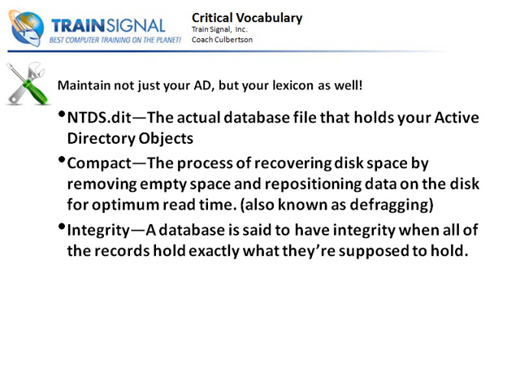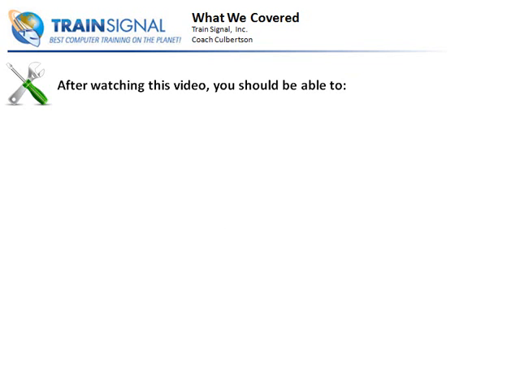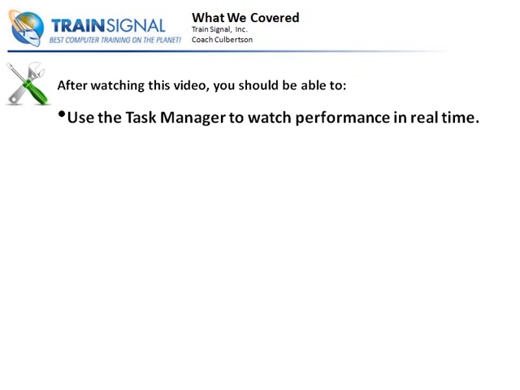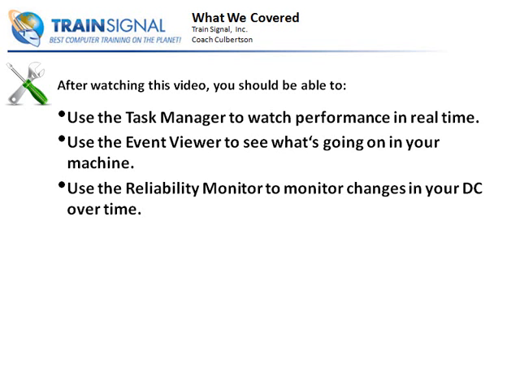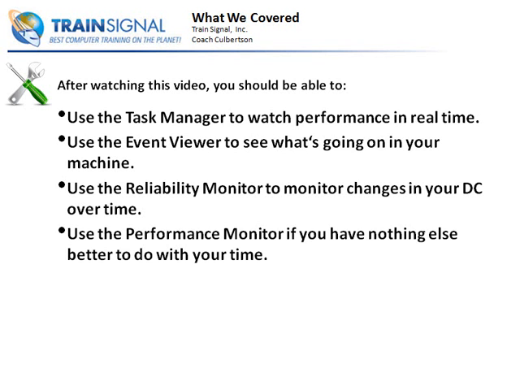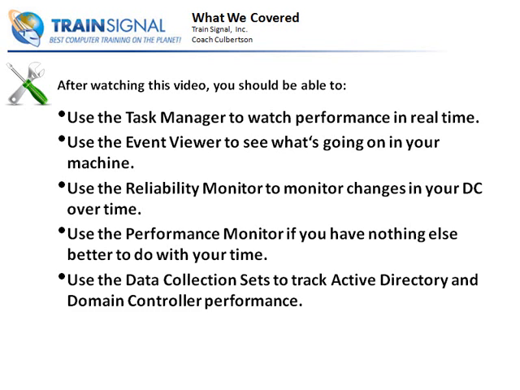Okay, all right, moving on, let's talk about what you should be able to do after watching this video. You should now be able to use the Task Manager to watch performance in real time, use the Event Viewer to see what's going on in your machine, and use the Reliability Monitor to monitor changes in your domain controllers over time. We showed you briefly how to use the Performance Monitor, and generally, like I told you earlier, there are better tools out there. You're probably going to use this if you have nothing better to do with your time and no other tools available to you. Again, you should be able to use one of my new favorite tools, the data collector sets, to track Active Directory and domain controller performance. Those are some of my favorite tools nowadays.